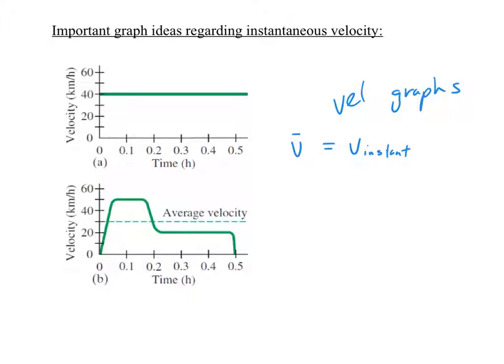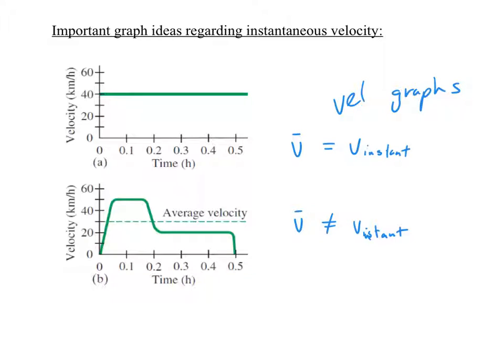But look at the second case. In the second case, the average velocity is 30 kilometers per hour. But it is not equal to the instantaneous velocity at any moment. Remember, that this is not a position graph. So we're not looking at the slope of the tangent here. This is a velocity graph.